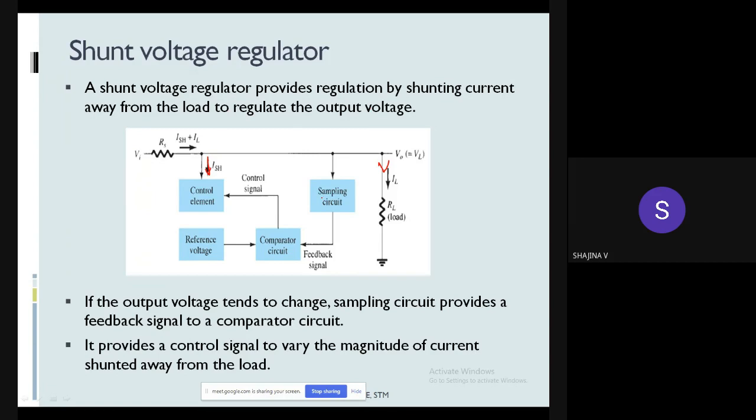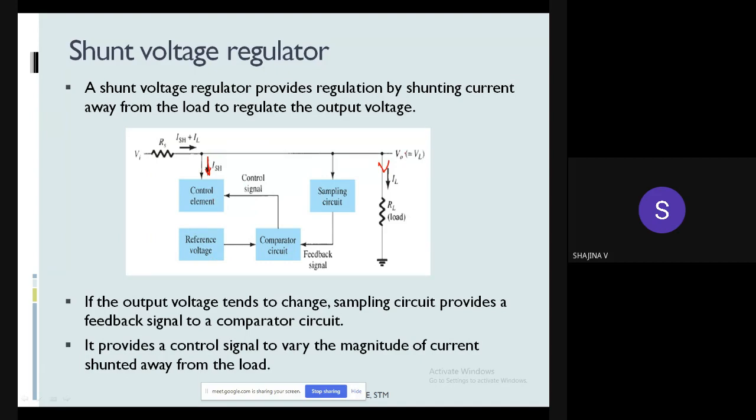More specifically, instead of these blocks you will have components. So here you will have a sampling circuit, comparator circuit, reference voltage and control element.